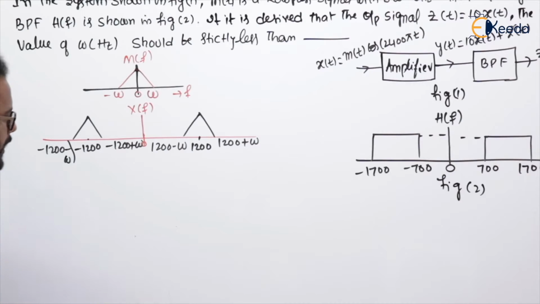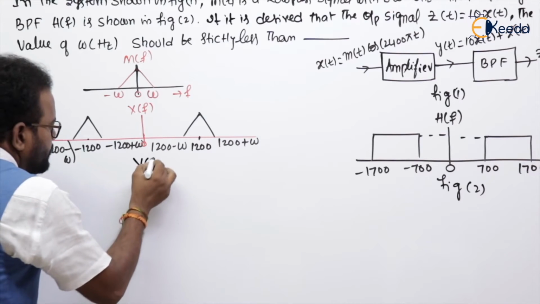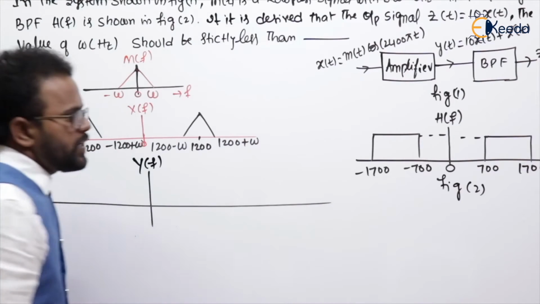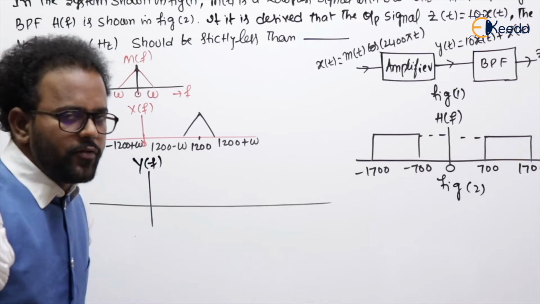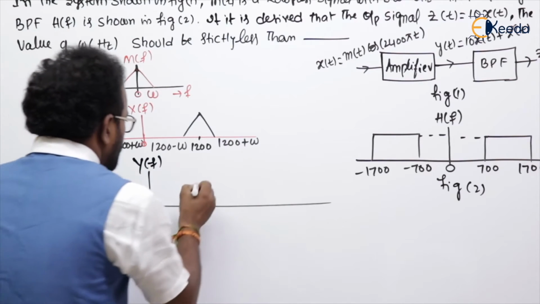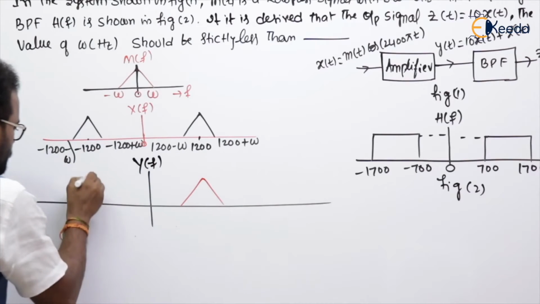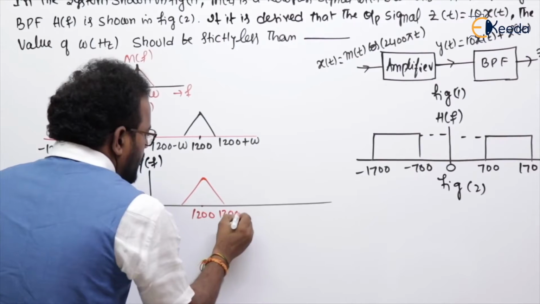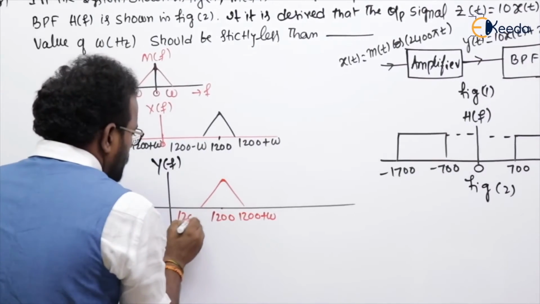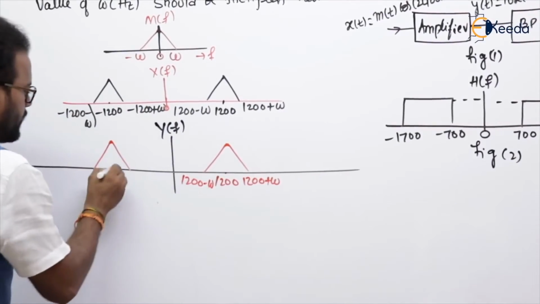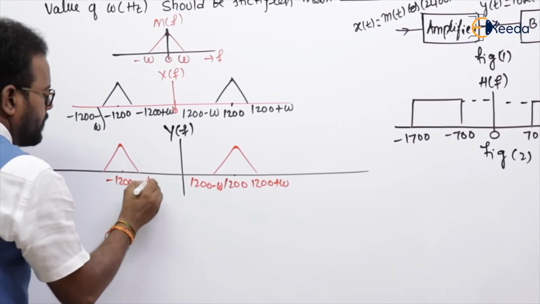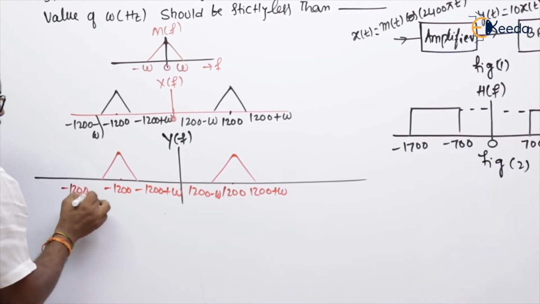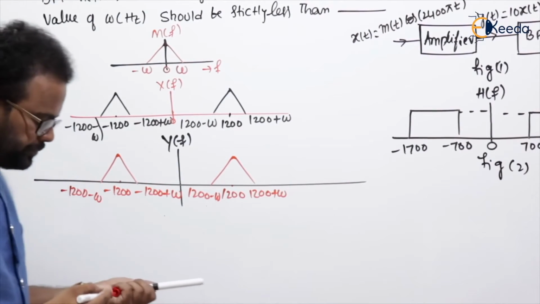Output is y of t. Can you draw y of f? If you see y of f, what is the first term? Don't bother about the amplitude. x of t will have x of f: this value 1200, 1200 plus omega, 1200 minus omega, and on the negative side minus 1200 plus omega and minus 1200 minus omega.